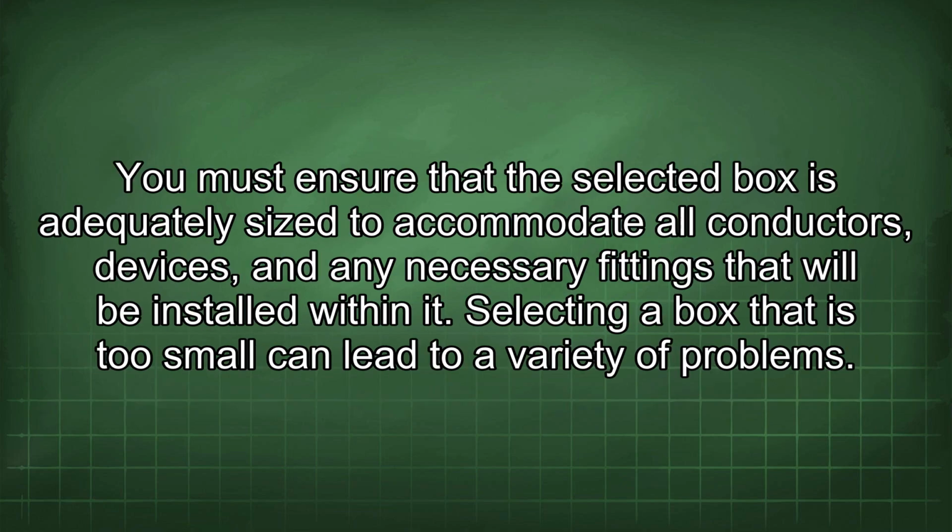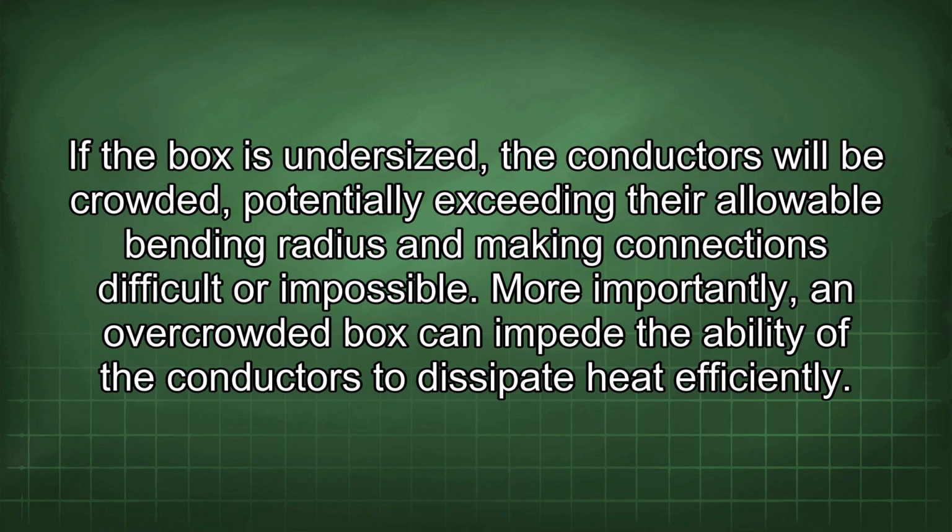You must ensure that the selected box is adequately sized to accommodate all conductors, devices, and any necessary fittings that will be installed within it. Selecting a box that is too small can lead to a variety of problems. If the box is undersized, the conductors will be crowded, potentially exceeding their allowable bending radius and making connections difficult or impossible. More importantly, an overcrowded box can impede the ability of the conductors to dissipate heat efficiently.